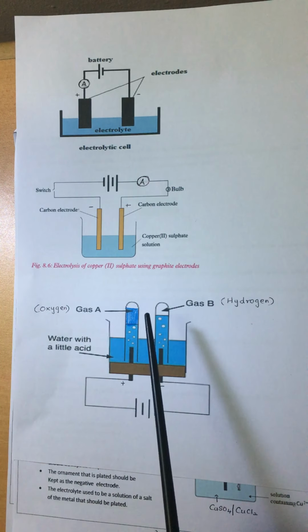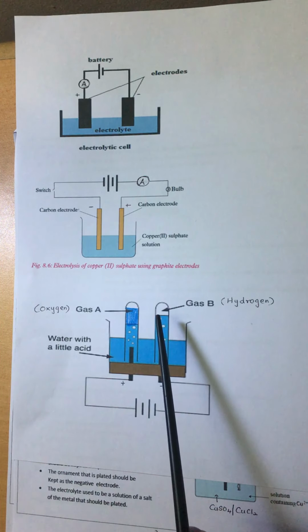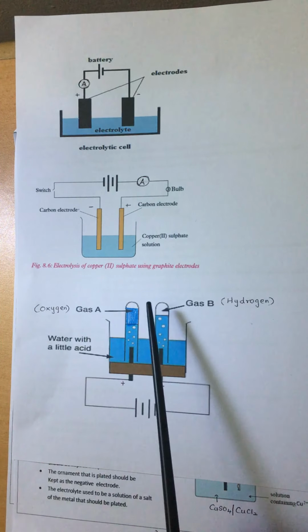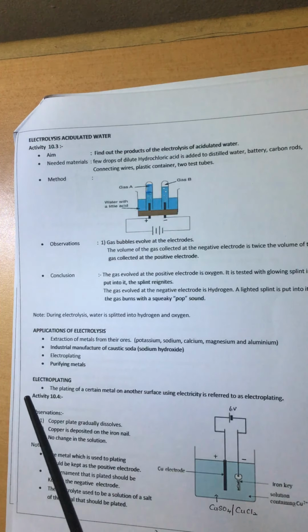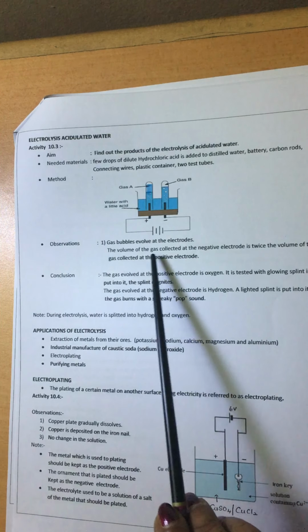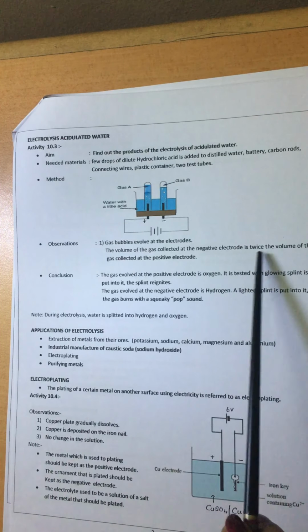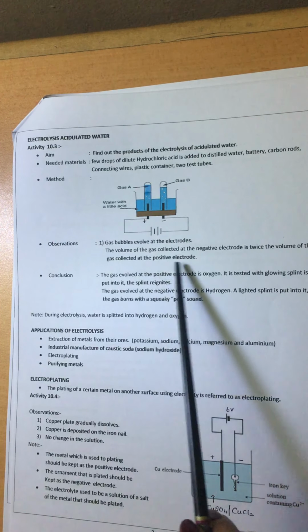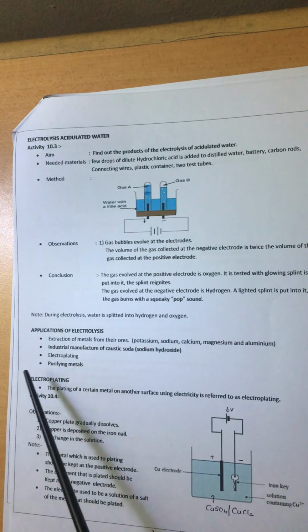Hydrogen, when you bring burning splinter, what happened? It extinguishes the fire with a pop sound. That is the identification for hydrogen gas that you studied earlier in grade 8 also. So from that we can identify this is oxygen and the hydrogen gas. So what is happening? Gas bubbles evolve at the electrodes. The volume of the gas collected at the negative electrode is twice the volume of the gas collected at the positive, because negative electrode hydrogen and the positive oxygen.